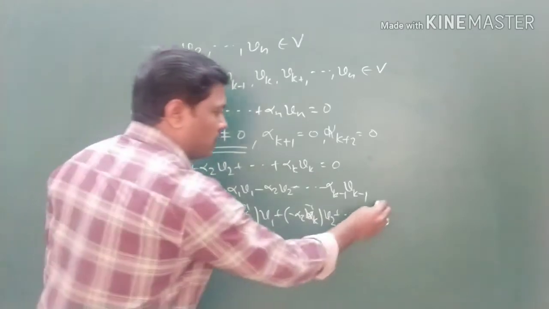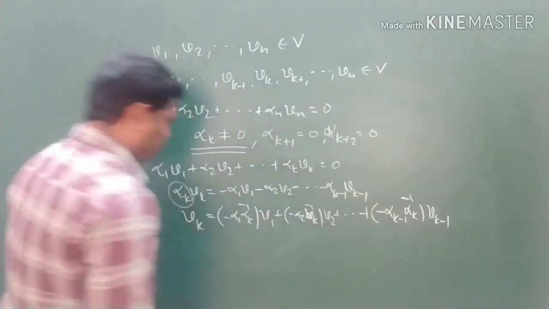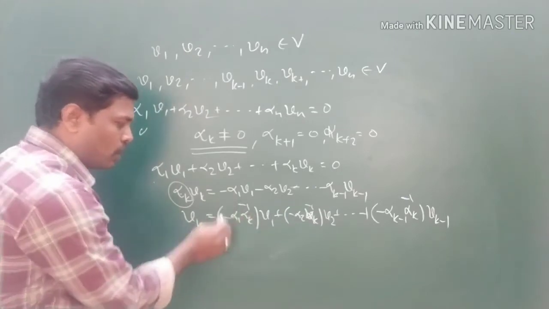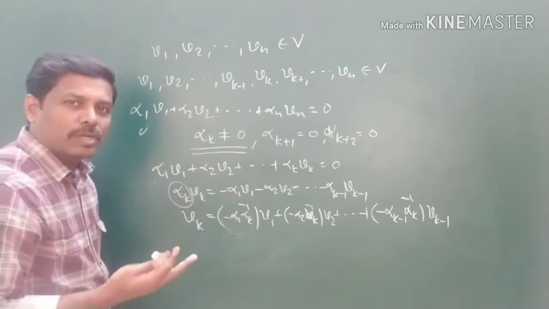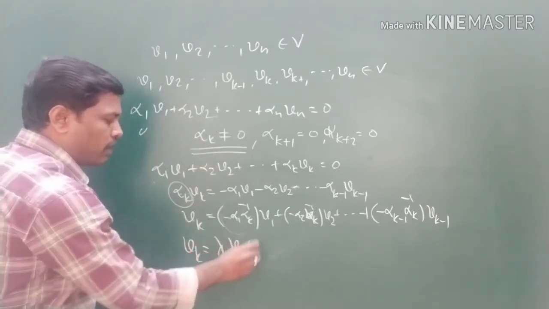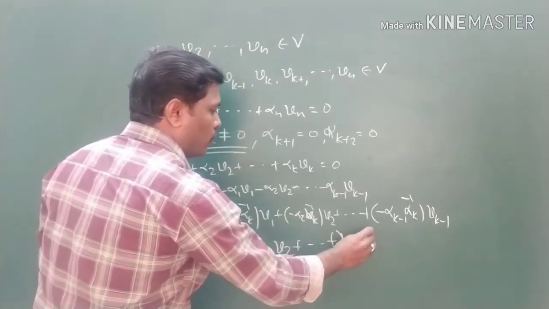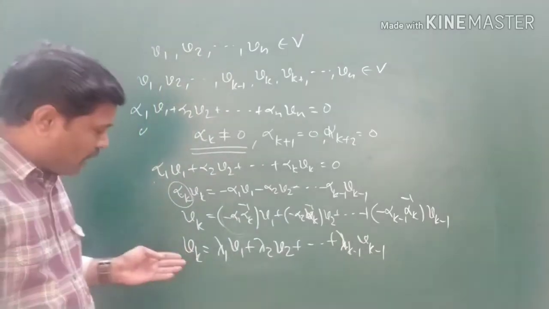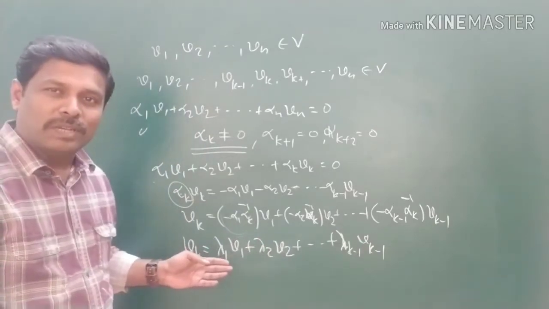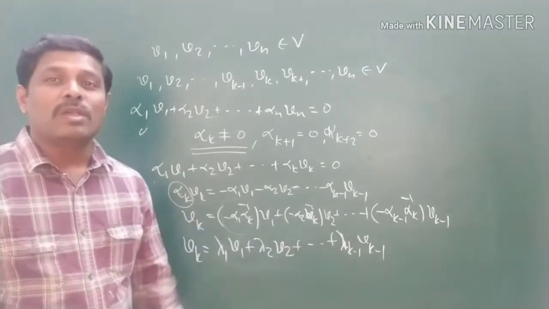We get the last element as minus alpha k minus 1 alpha k inverse, that is vk minus 1. These are the scalars. This is a multiplication, and the field is closed under multiplication. So the multiplication of these two scalars we can denote by another scalar, that is lambda 1. So vk is equal to lambda 1 v1 plus lambda 2 v2 up to lambda k minus 1 vk minus 1. And look at this. This is vk. I have written it in the form of a linear combination of its preceding vectors, that means a linear combination of v1, v2 up to vk minus 1.